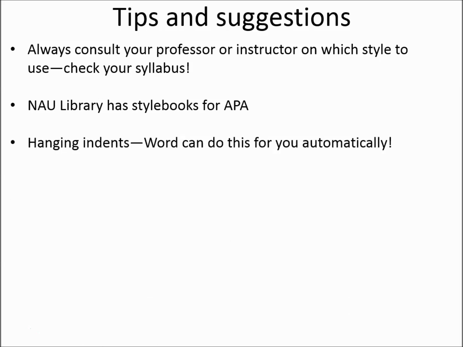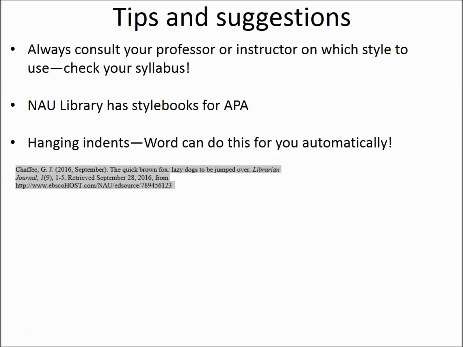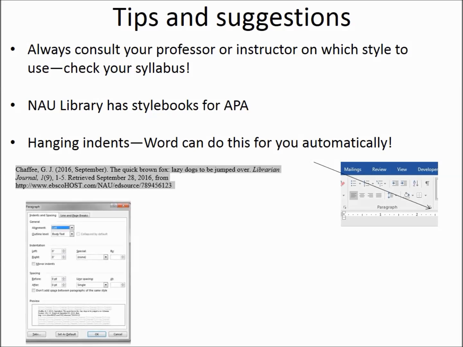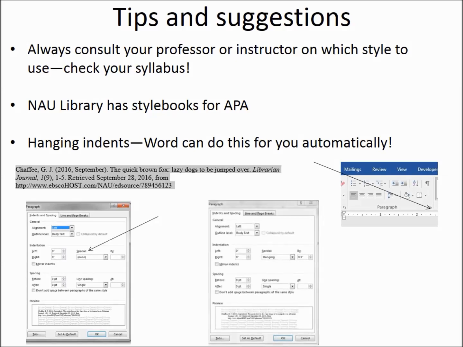Hanging indents. Office Word can do this for you automatically. Here's how to do it step by step. Start with the citation you want to format and highlight the text. Next, find the paragraph section in the toolbar and click the expander to open the paragraph dialog box. Under the indentation section, look for the special pull-down menu. Next, change the selection to hanging and click OK. Now your citation will be formatted with a hanging indent.